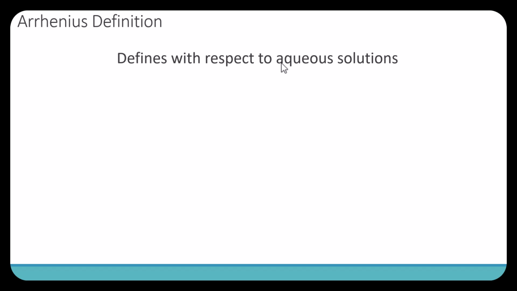So the Arrhenius definition defines acids and bases with respect to aqueous solutions. So there is your limitation, restriction. This has to be in water, okay? Not everything happens in water, but for those that do, we can use the Arrhenius definition.